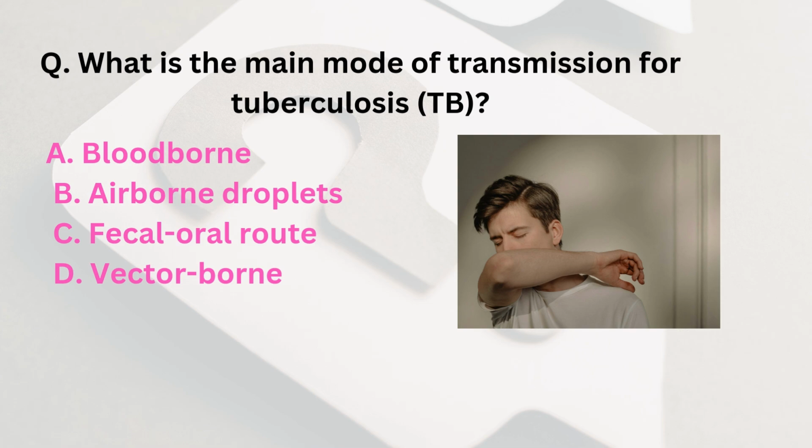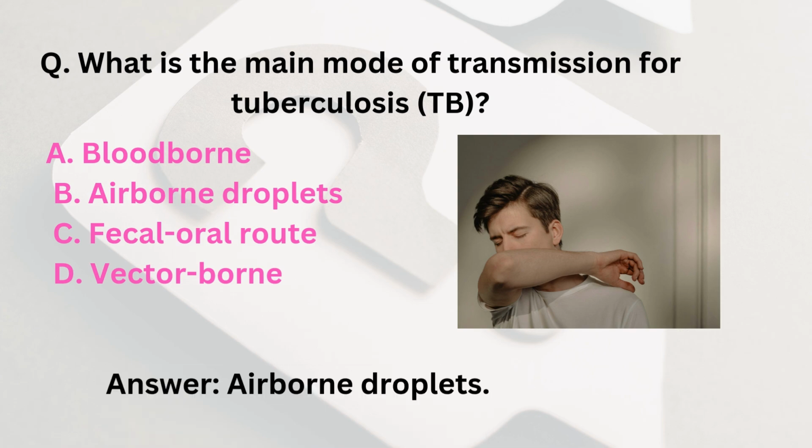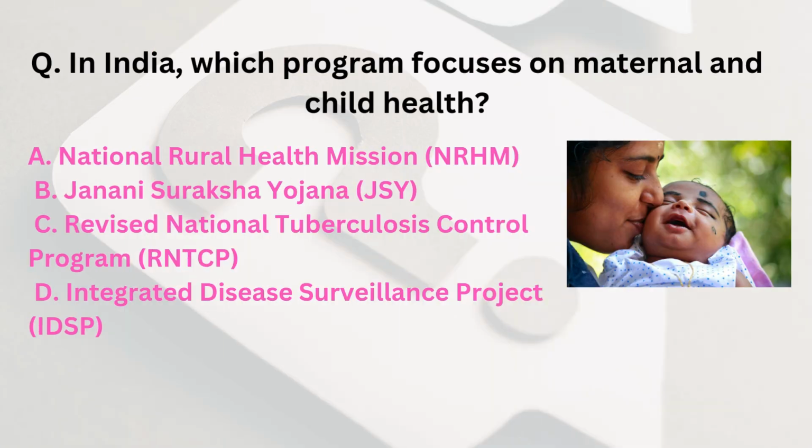Other options are blood-borne. We all know TB is not transmitted through blood. Next option, fecal-oral route. Sometimes TB can be transmitted through contaminated food or water, but this is not the main mode of transmission. Vector-borne. TB is not transmitted by insects or any other animals. Hence, the correct answer is airborne droplets. That is option B.